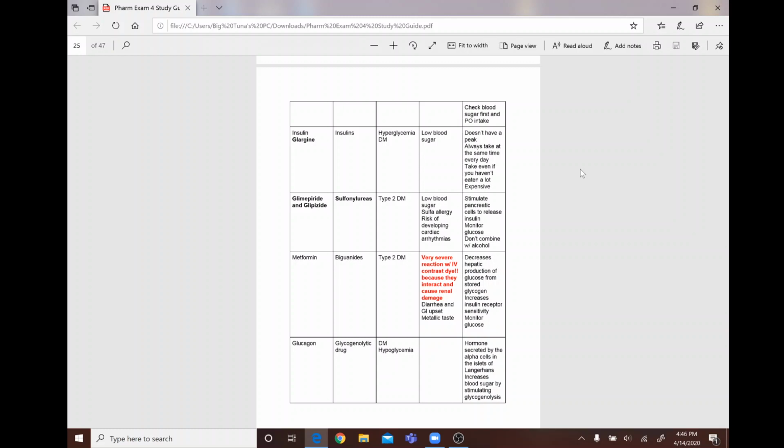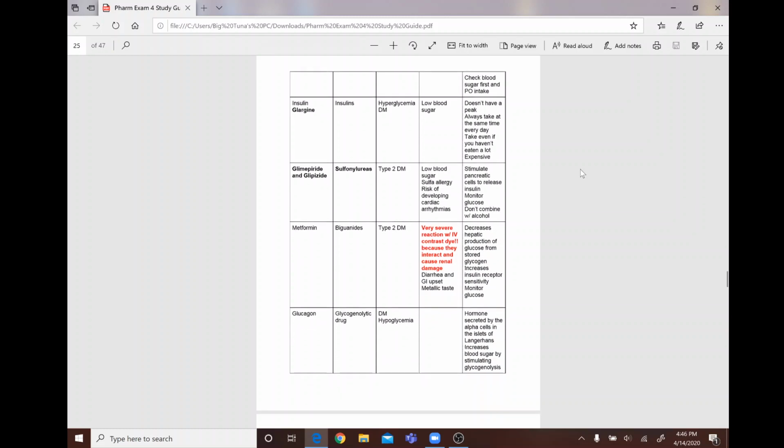Glimepiride and glipizide are sulfonylureas. They're used to treat type 2 diabetes, but can cause low blood sugar. You have to look for sulfa allergies, and you have a risk for developing cardiac arrhythmias. These stimulate pancreatic cells to release insulin, so you want to monitor glucose and don't combine with alcohol.